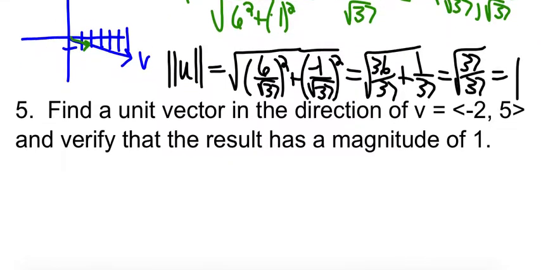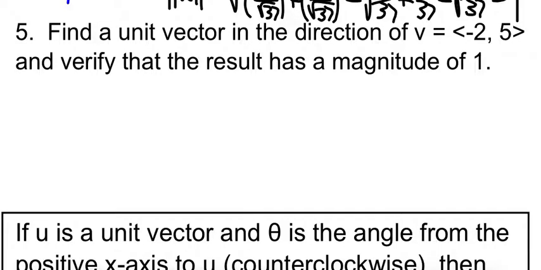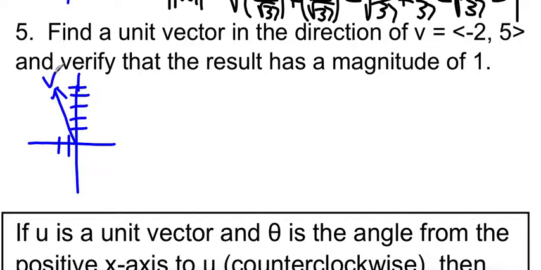Okay, let's just do one more to kind of practice that. So we want to find a unit vector in the direction of negative 2, 5. So again, we have negative 2, 1, 2, 3, 4, 5. Okay, this is our vector v. We want to create a unit vector u that goes the same direction, but it's only 1 unit long. So u is going to be our vector v over the magnitude of v, which is just the distance formula.